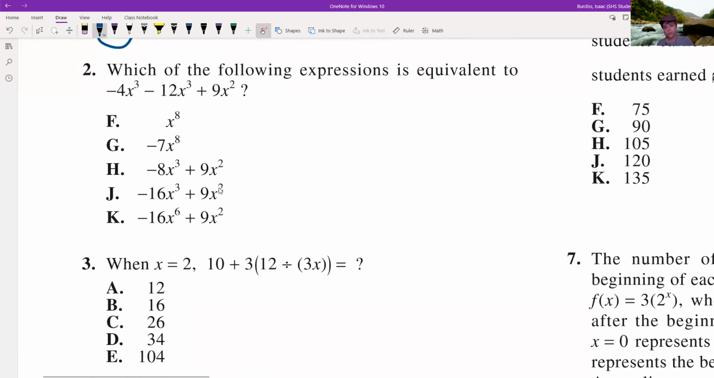Which of the following expressions is equivalent to that? Well, all you need to do is simplify. That would become negative 16x, and I apologize for messy handwriting, it's kind of hard to draw on this thing. And then that has nothing to combine with. That's just simple algebra, and the answer for that is J.